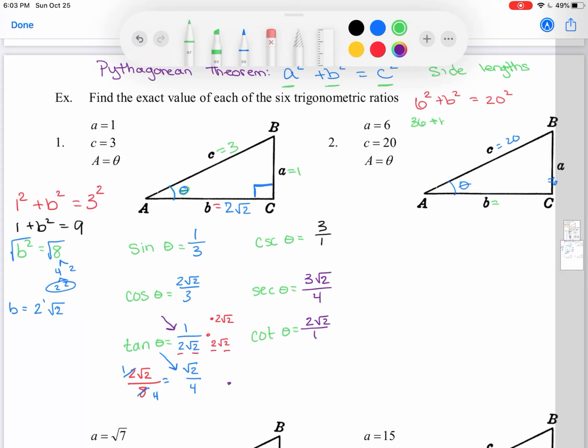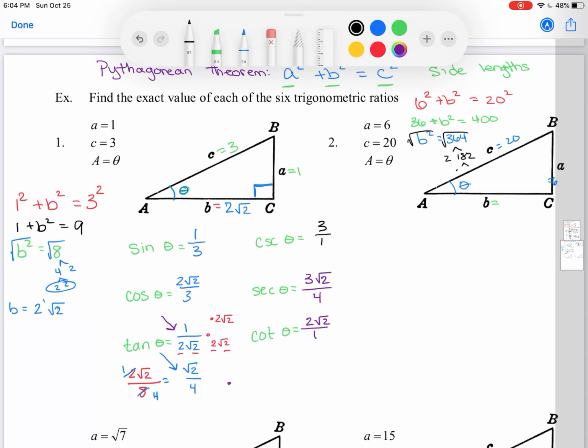So let's go back. I'm going to put this at the top here so that I have plenty of room for my trig functions. Got 6 squared plus b squared equals 20 squared. Gives me 36 plus b squared equals 20 squared, which should be 400. Subtract that 36 from both sides and I get b squared equals 364. Square root both sides.